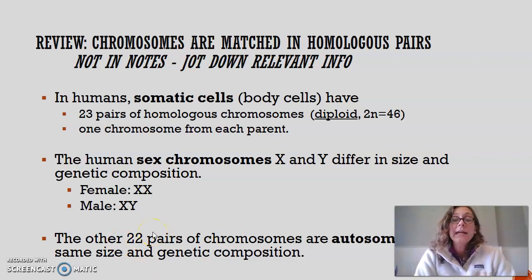The only ones that actually can differ would be if you're a male and you have an X chromosome and a Y chromosome. The Y is very different in size from an X chromosome. It's much smaller, has a lot less genetic information. So that's really one of your only outliers in terms of homology. Your other 22 pairs of chromosomes are called autosomes, and again are the same size and have the same genetic composition, meaning that you're going to find the same genes in the same locations, but you have different variants or forms of those genes, which cause all the different traits and different combinations that we have.